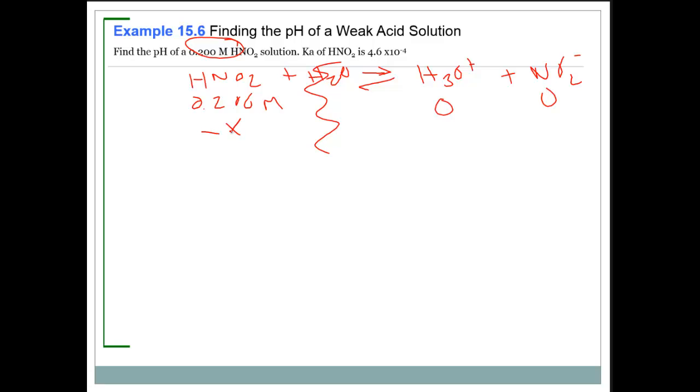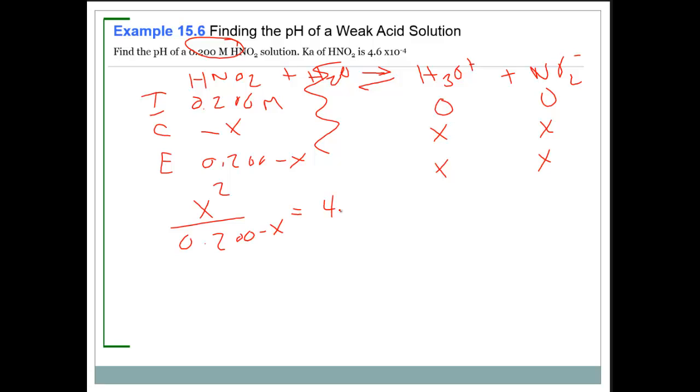The change is x. So that means that's 0.200 minus x. So that gives us x squared over 0.200 minus x is equal to 4.6 times 10 to the negative 4.